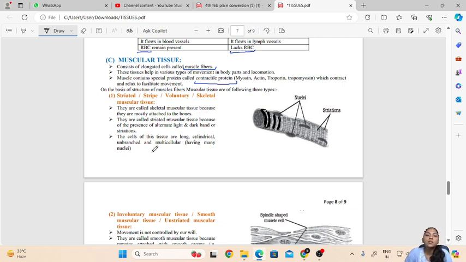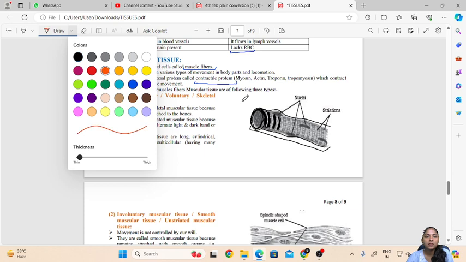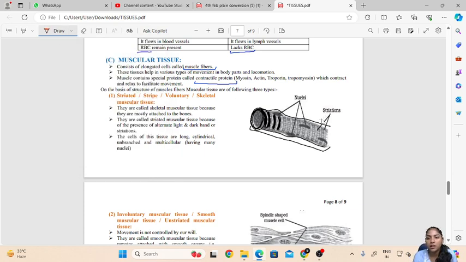Then these cells of this tissue are long. As we can see here in this diagram, they are long cells which are cylindrical in shape. So they are long cylindrical cells which are unbranched. As we can see, these cells do not have any branches and they are multinucleated. You can see here in this diagram, there are many nuclei in the same cell. So these are multinucleated cells.